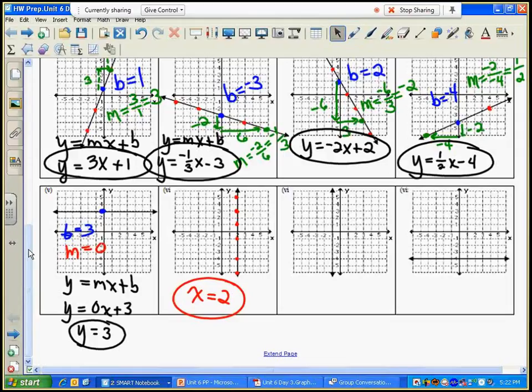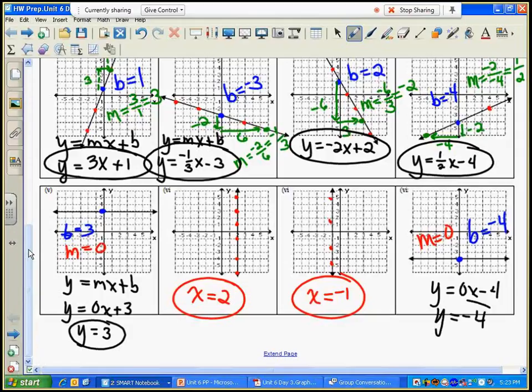So notice that the y equals are your horizontal lines, the x equals are your vertical lines. Try the last two. Here, all the points on this line have in common that their x value is -1. Therefore, the equation of the line is x equals -1. For the last one, notice we do have a y-intercept. It's -4. And we do have a slope. It's neutral, which means it's going to be 0. So we could write this as y equals 0x minus 4, or just y equals -4.